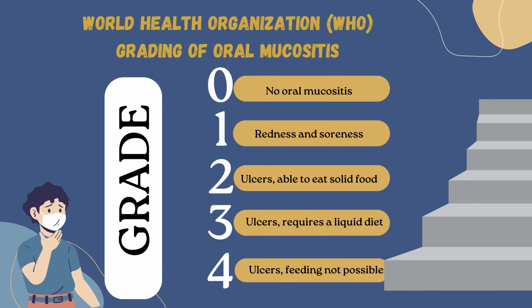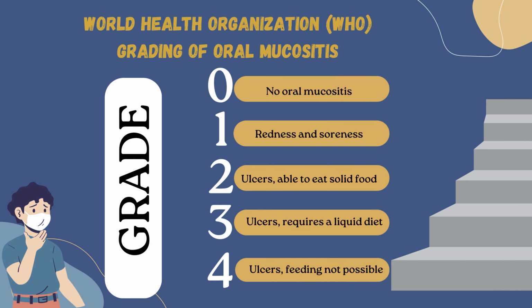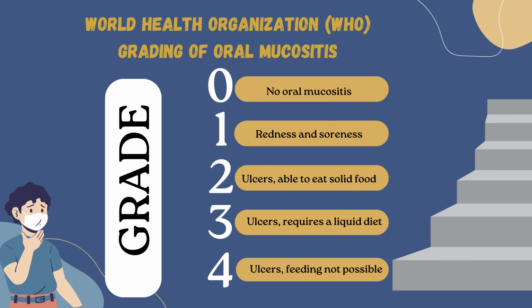It is important to familiarize yourself with the stages in which mouth sores progress so that you can seek medical help if your symptoms get worse. According to the grading of the WHO, grade 1, there is redness and soreness. Grade 2, ulcers present and able to eat solid food. Grade 3, ulcers present and requires a liquid diet. Grade 4, ulcers present and feeding through the mouth is not possible.